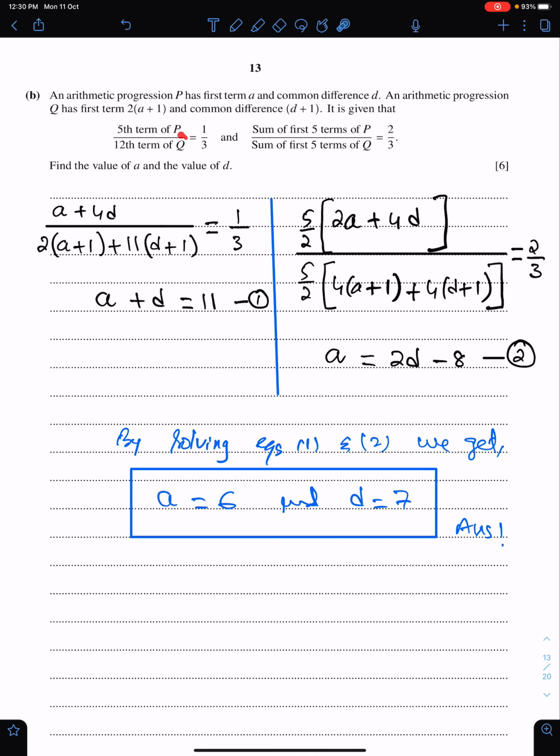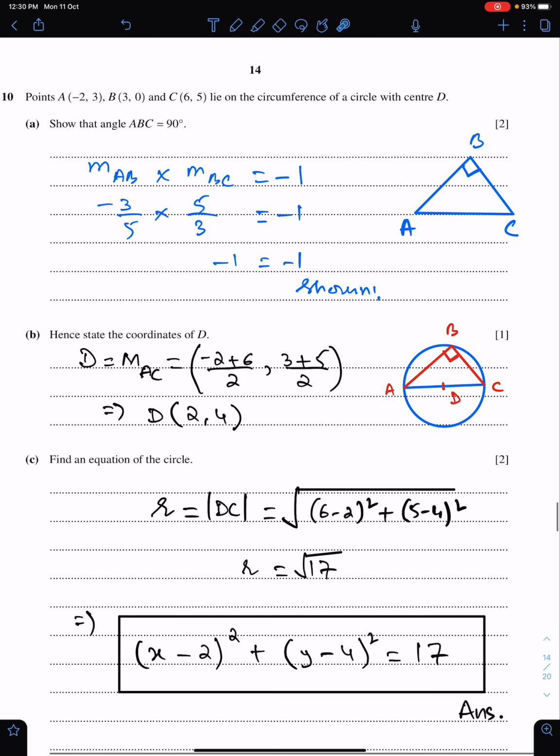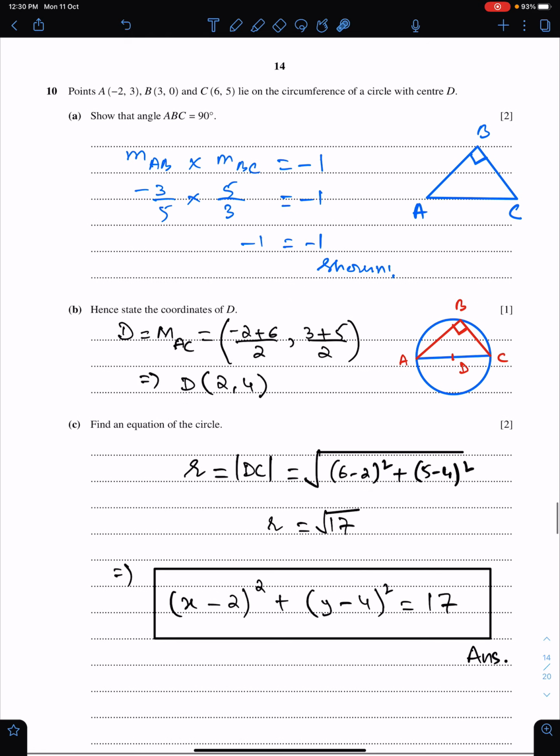Make sure you work carefully for this sequence Q. Next question.